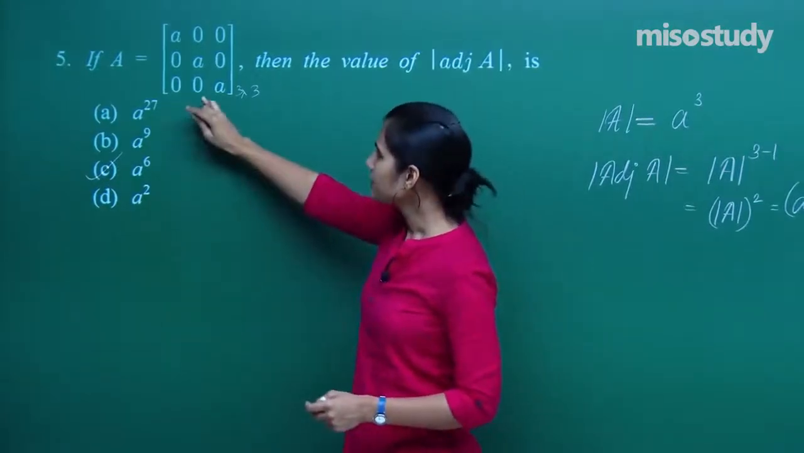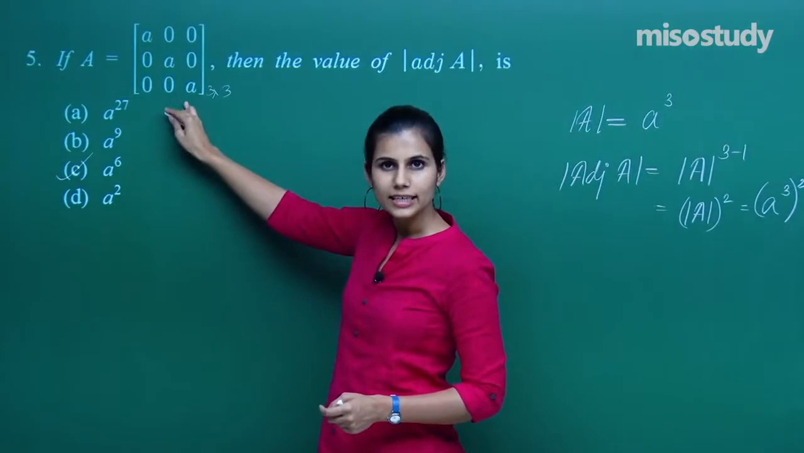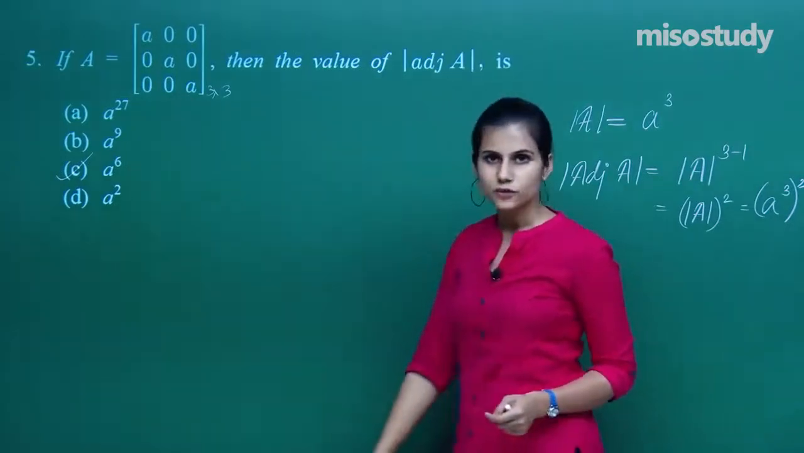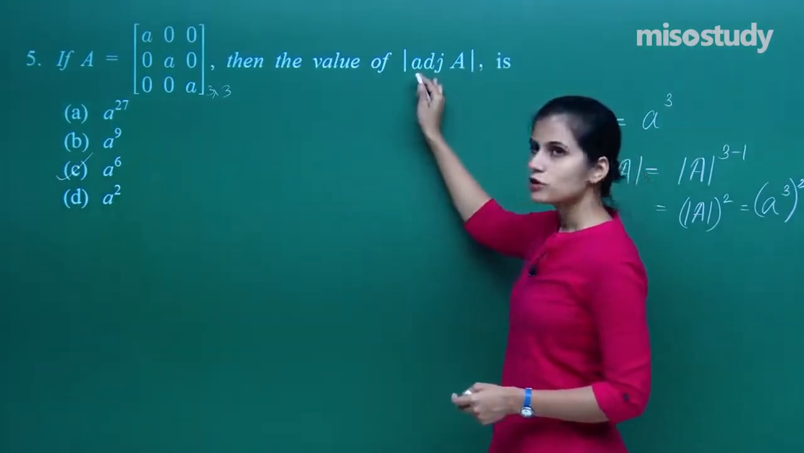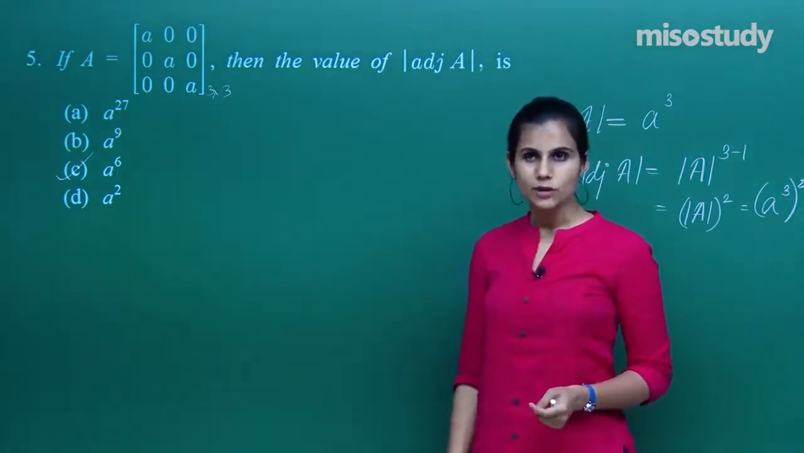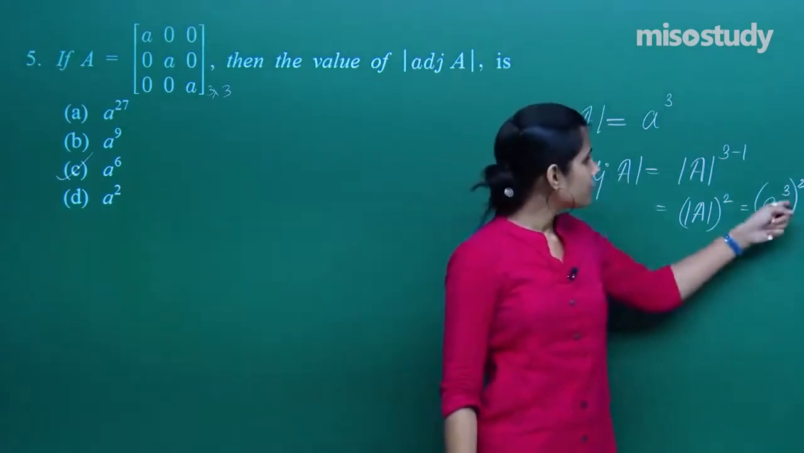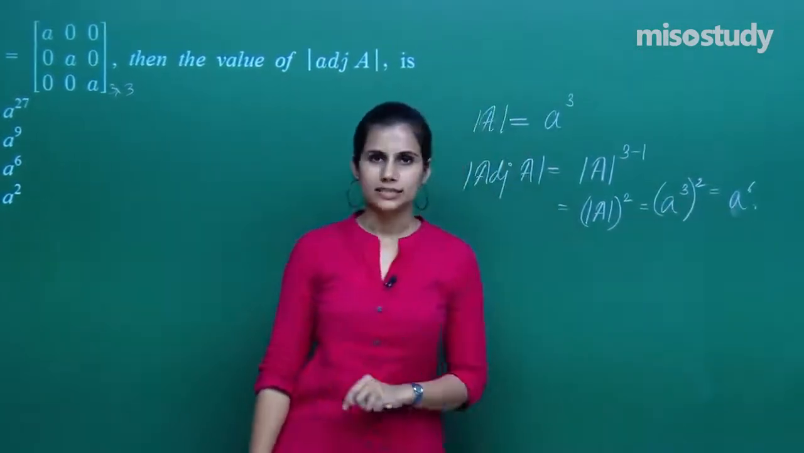Just use the concept that because A is a diagonal matrix, the determinant of A is the product of all the diagonal entries. The moment you have the determinant of A, the determinant of the adjoint of A is nothing but the determinant of A to the power order of matrix A minus 1. Order is 3, so determinant of A to the power 2, that is a cube to the power 2, which is a to the power 6, is the answer.